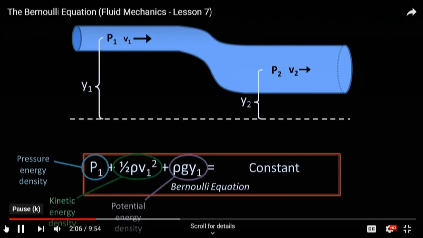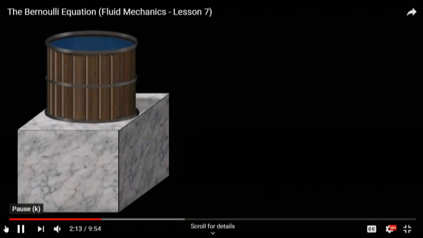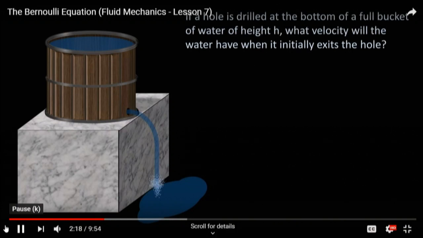For the rest of the video, I'll go through two rather different examples of how to apply the Bernoulli equation. First, imagine we have a bucket on top of a marble block. If a hole is drilled at the bottom of a full bucket of water, whose height is h, what velocity will the water have when it initially exits the hole? This problem may seem unexpected at first, since a bucket of seemingly stationary water looks quite different than the conduit I referred to a second ago. However, the water in the bucket is not stationary after all, and the bucket is just an unusually shaped conduit.